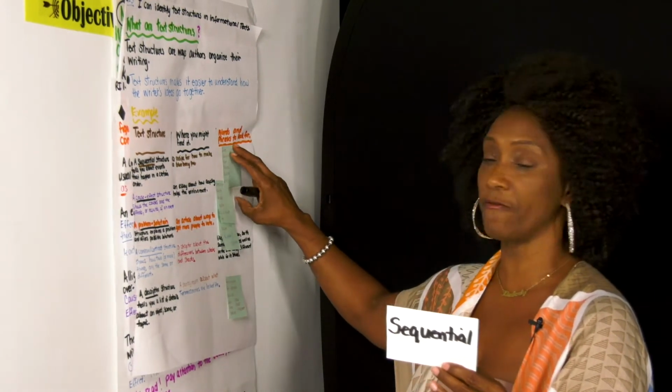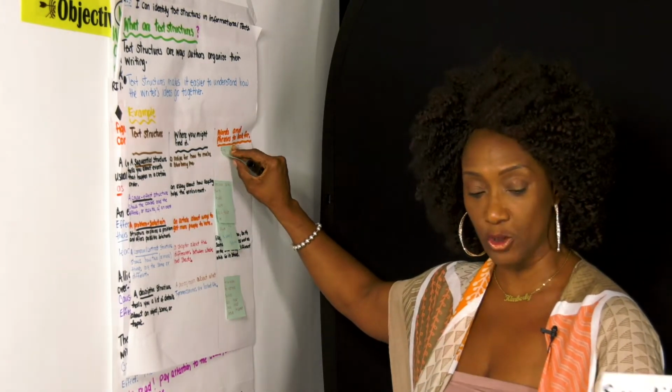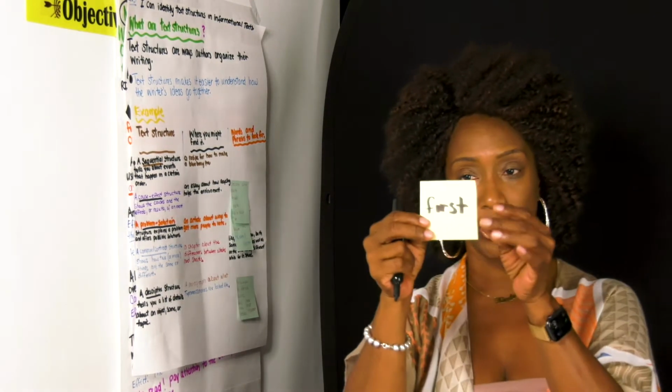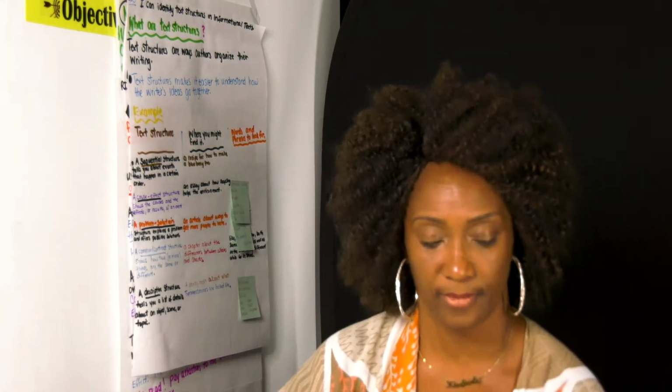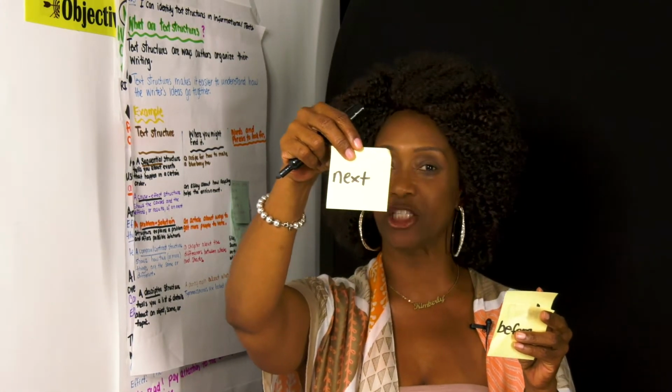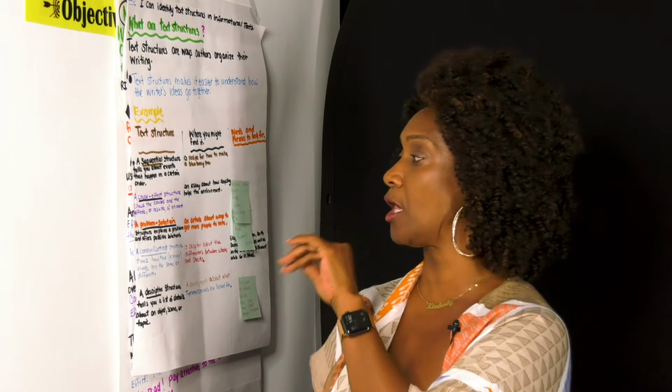And some of the words and phrases to look for that will help us to identify a sequential structure are: first. These are some of your buzzwords. Before, after, and next. Okay, if you had a chance, jot them down in your journal for me, please. Thank you. Okay, so that is the text structure sequential, and it talks about the order in which events occur.